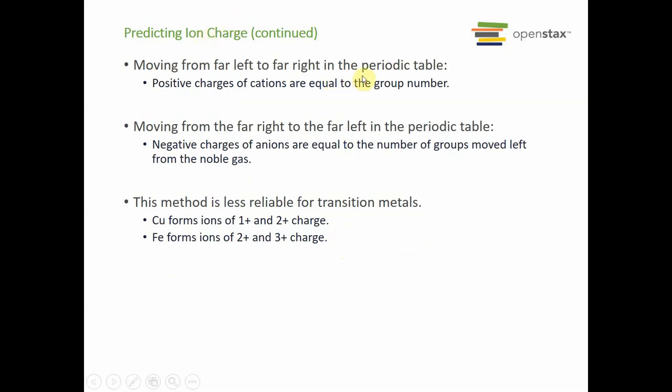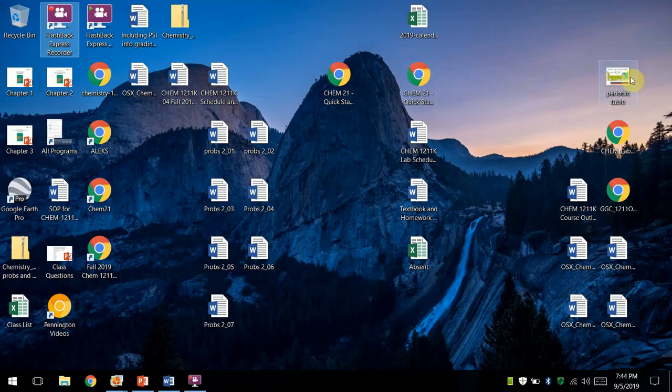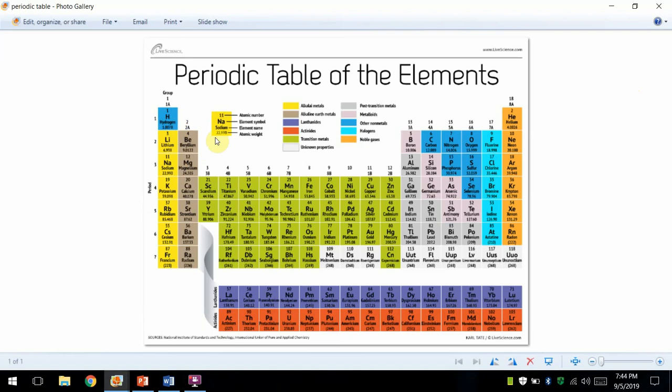Moving from left to right on the periodic table, positive charges of cations are equal to the group number. What does that mean? All right, let's go there and pull up the periodic table. So it says, moving from left to right, this group number and this group number indicate the charges that are commonly found on these ions. So this is a 1, these form a positive 1 charge. This is a 2, they form a positive 2 charge.